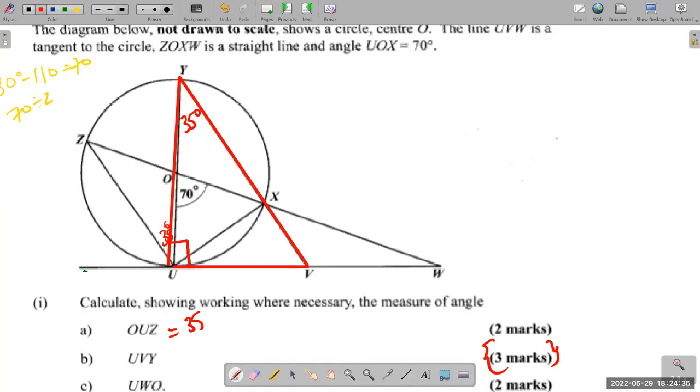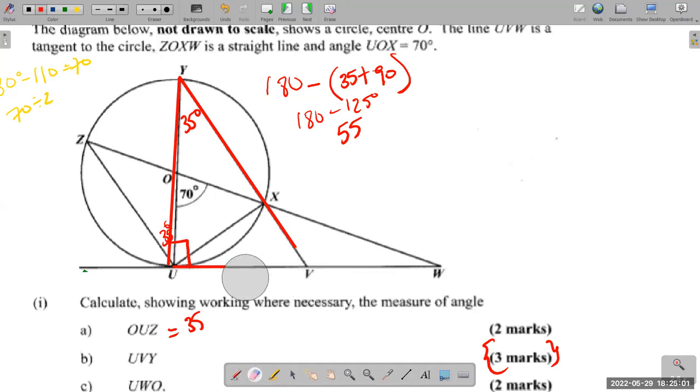Now, Austin, you put the minus 180 in the wrong place. The 180 is always in front. It's always 180 minus everybody else. So it's 35 plus 90. Everybody with me? So what would that be? 180 minus 125, which is what, 55? So right here is 55. So we know here it's 55.